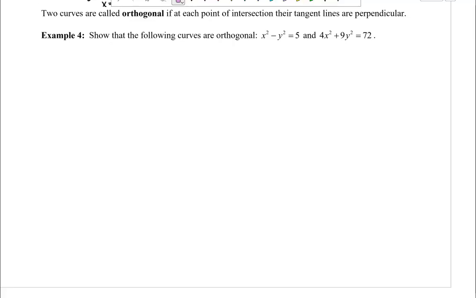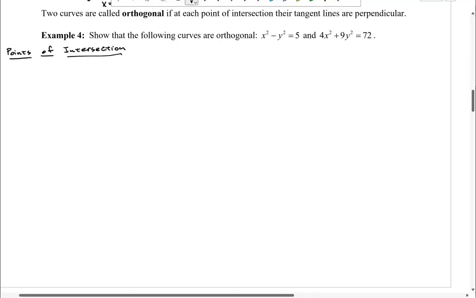So in example 4, they want us to show that the curves are orthogonal, given the curves x squared minus y squared equals 5 and 4x squared plus 9y squared equals 72. So what we're going to do here is we're first going to find the points of intersection. And then at each point of intersection, we need to check the slopes of the tangent lines of each curve, and then from that determine whether the tangent lines would be perpendicular. So we can go ahead and isolate x here, and then plug it in to the second equation for x, and then solve for y.